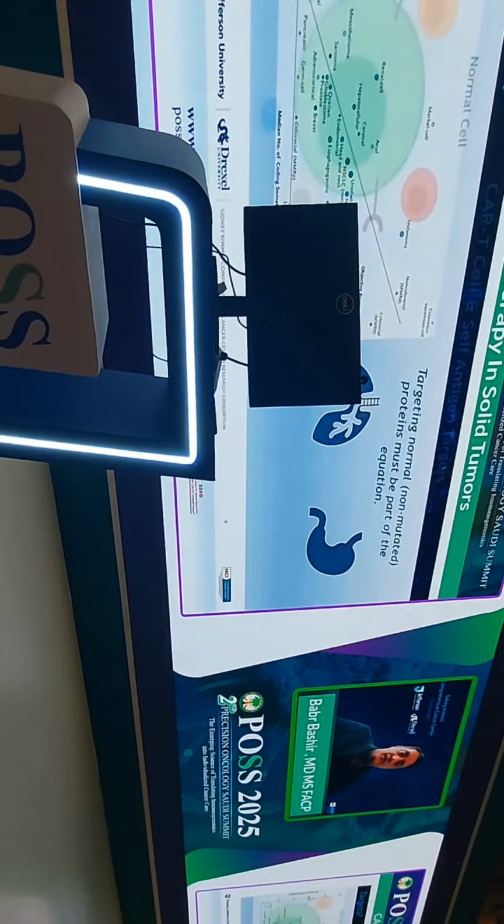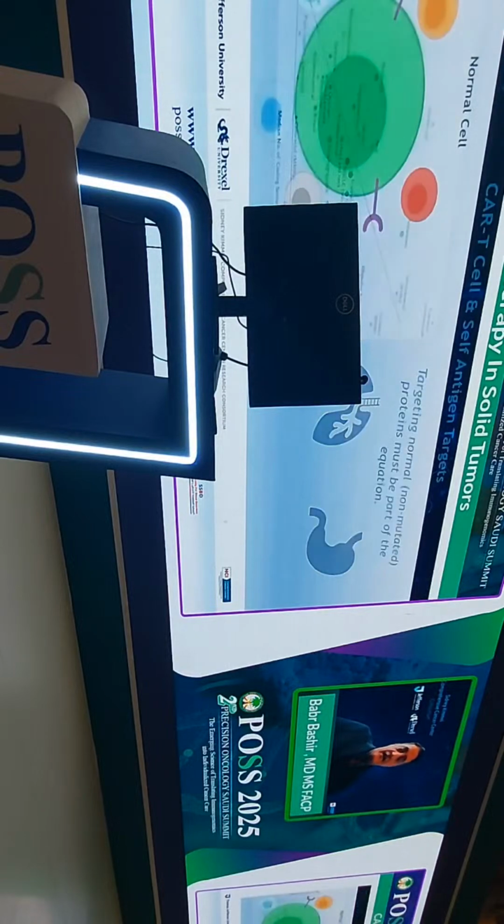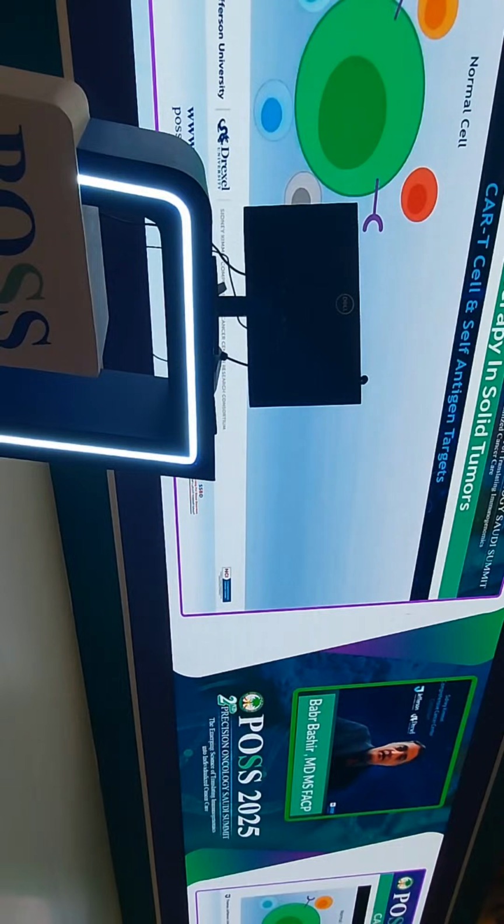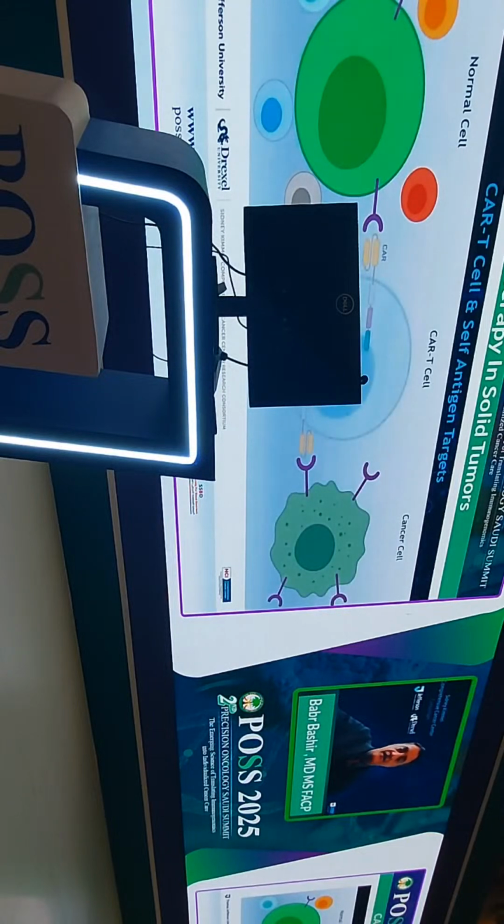Now, the self-antigen targets are exciting. CD19, for example, is a self-antigen. It's normally present on B cells. When we develop CAR T therapy, we're developing it ideally against that same antigen expressed on the cancer cells, where the normal antigen expressed on the normal B cell will also be compromised. In this example, we use CD19.